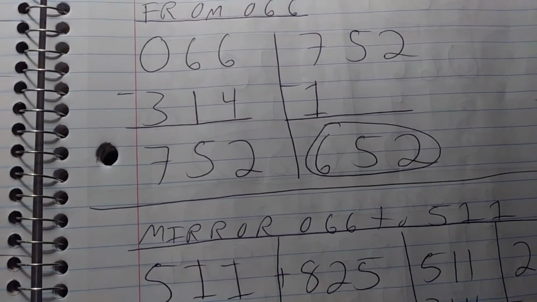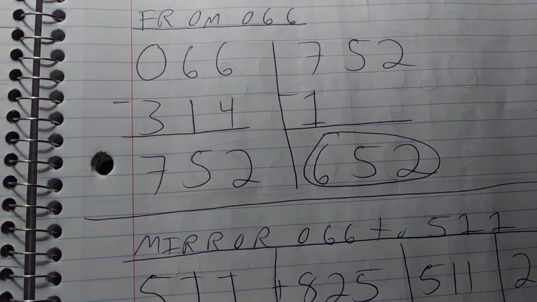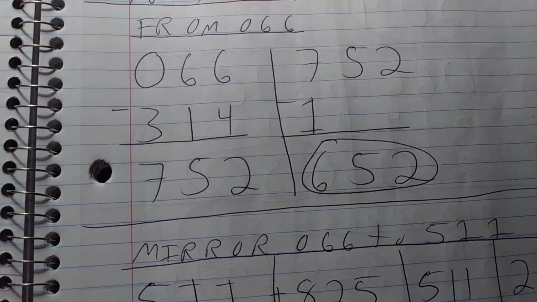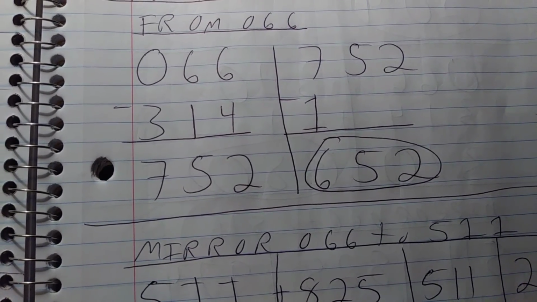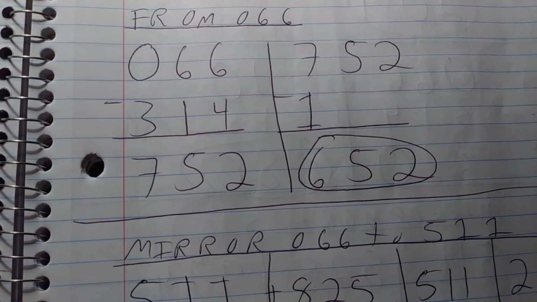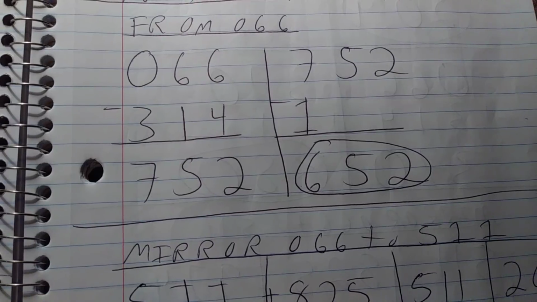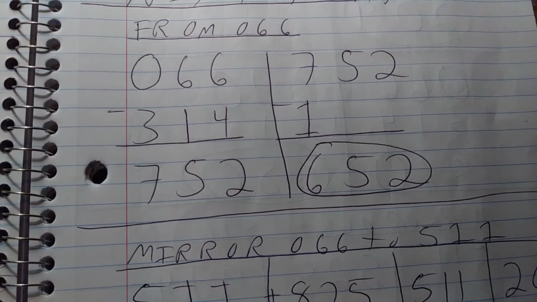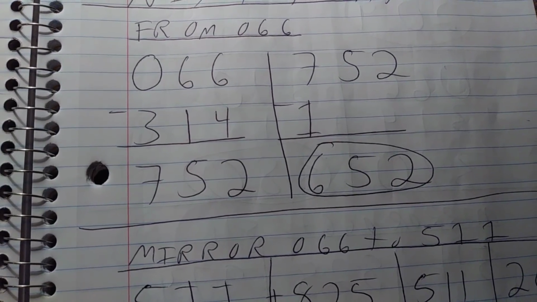So 066 minus 314 is 2. So you're going to take 6 minus 4, which is 2. 6 minus 1, which is 5. And then 10 minus 3, which is 7. Subtract off 1, and then that's 652. I did circle all the numbers that are going to potentially hit in the next 7 days. I will do a brief summary at the very end as well.